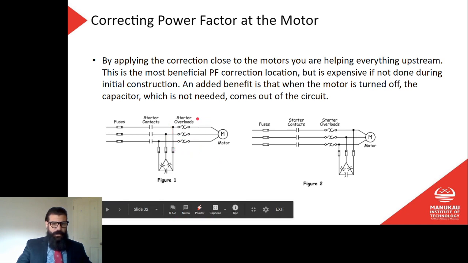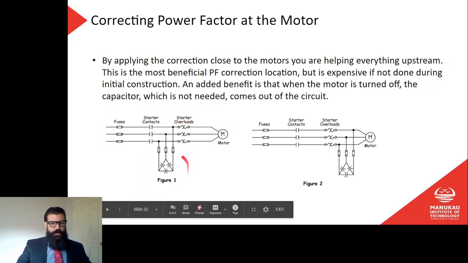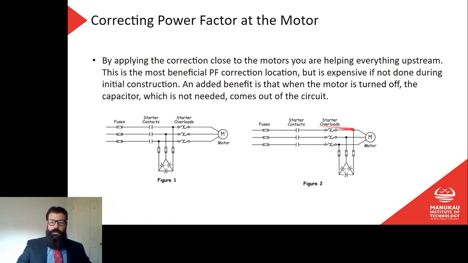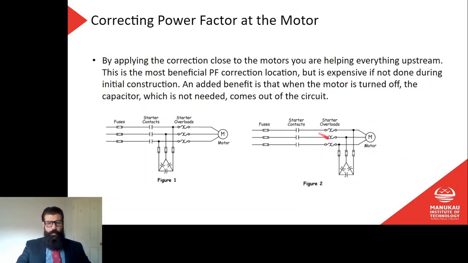Here is my motor. It's my starter overloads, my starter contacts, fuses, etc. And here is a correction capacitor. I want to go as close to the motor as possible. If you think that the supply current coming in there, that's like our apparent power, coming into the capacitor and motor circuit, that's the inductive and this is the capacitive load, that would be reduced.